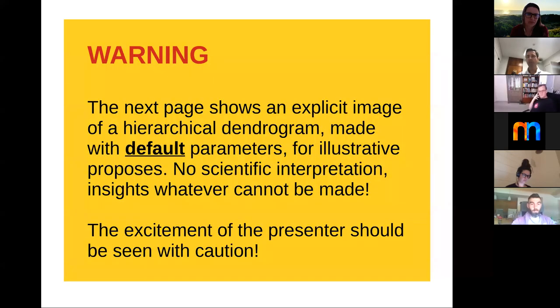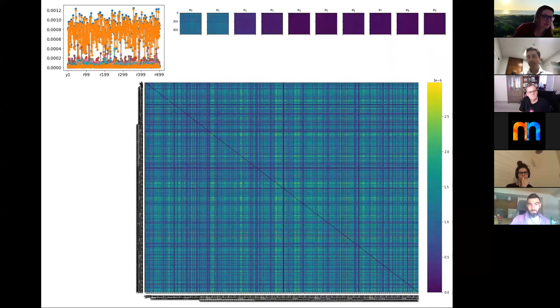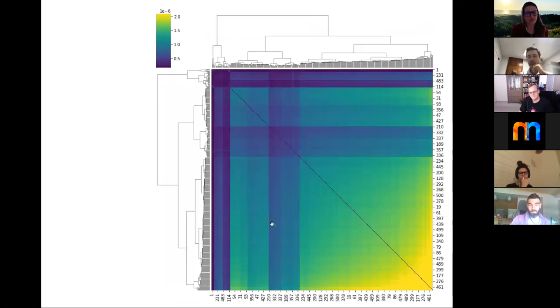Now just a warning. The idea is that I'm trying to test this tool. I did this last Friday, two hours of work, just to test the idea. I'm very excited with the result, but the next plot should not be taken very seriously. Here is a hierarchical clustering of that same plot, which shows that we indeed have a structure there. Of course, we first need to tune the four parameters, but we have a very interesting structure here in the reservoir.